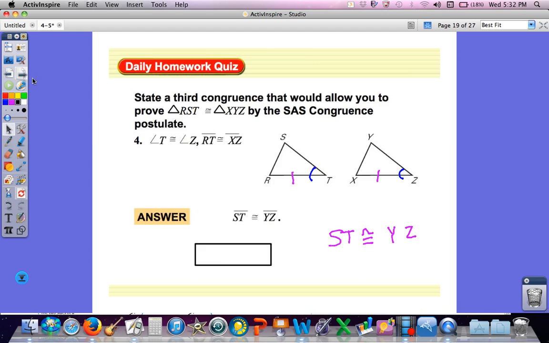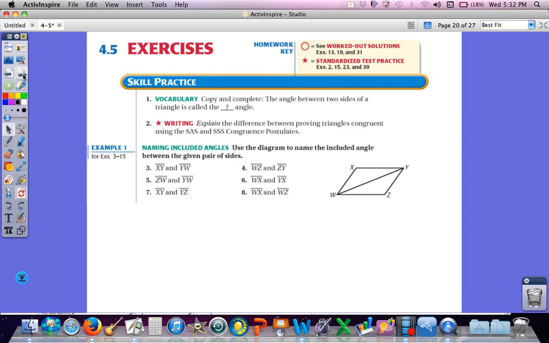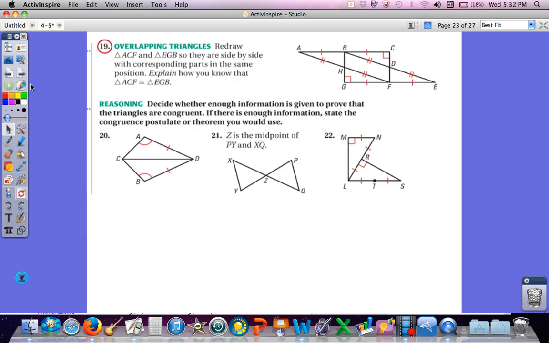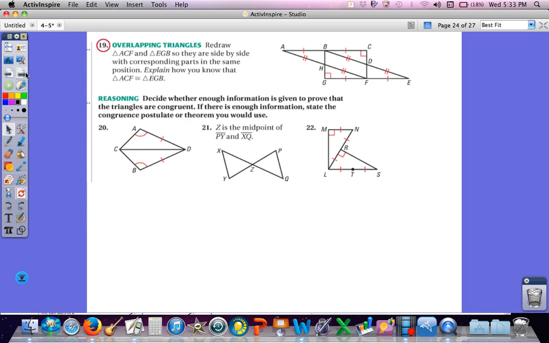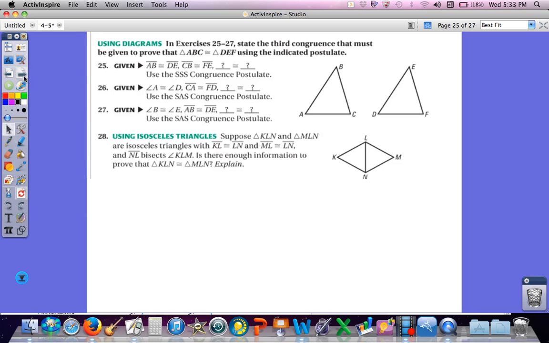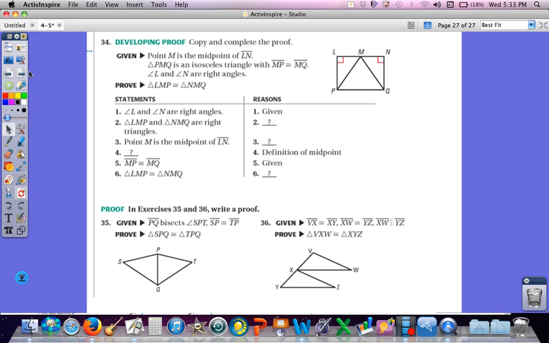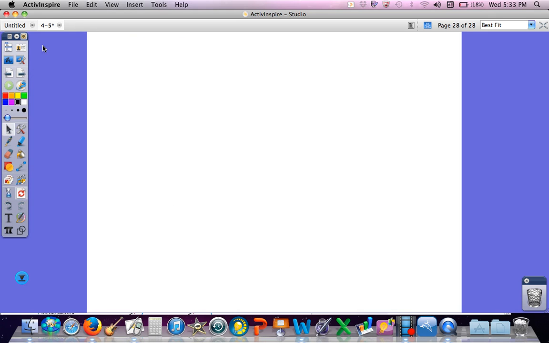Okay? And now you can go ahead and do your homework for lesson 4 or 5. Oh, I think I have that page twice. Okay, so there you can flip through, see all the pages, and you can do lesson 4 or 5.